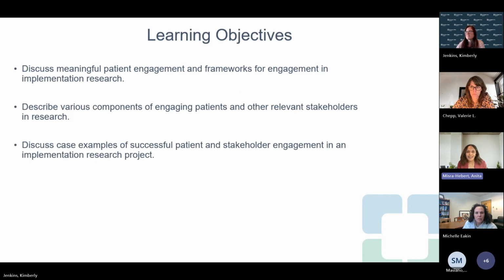So our learning objectives today are first to discuss meaningful patient engagement and frameworks for engagement and implementation research. Number two, to describe various components of engaging patients and other relevant stakeholders in research. And then to discuss some case examples of successful patient and stakeholder engagement in an implementation research project. And I know that's very important to a lot of us because we often try to appropriately engage patients and stakeholders in our work. And Dr. Eakin has been successful at this, and we really want to hear from her about this and get some tips on how to do this better.